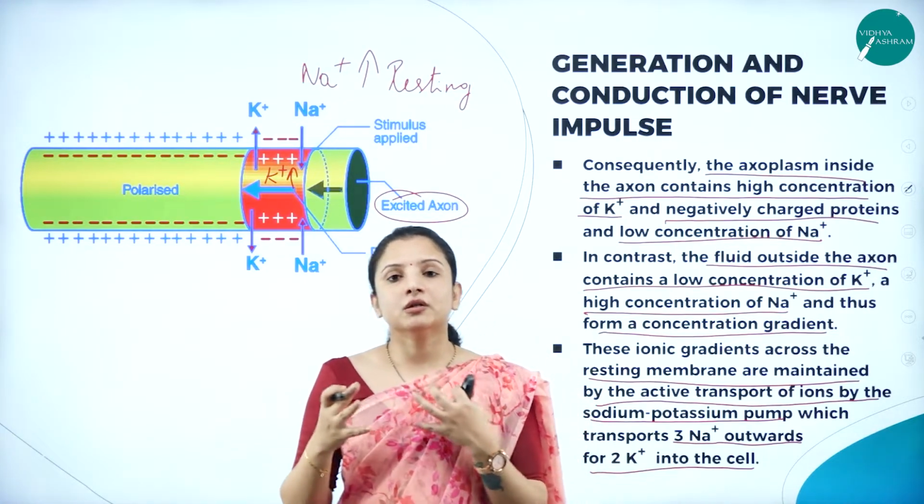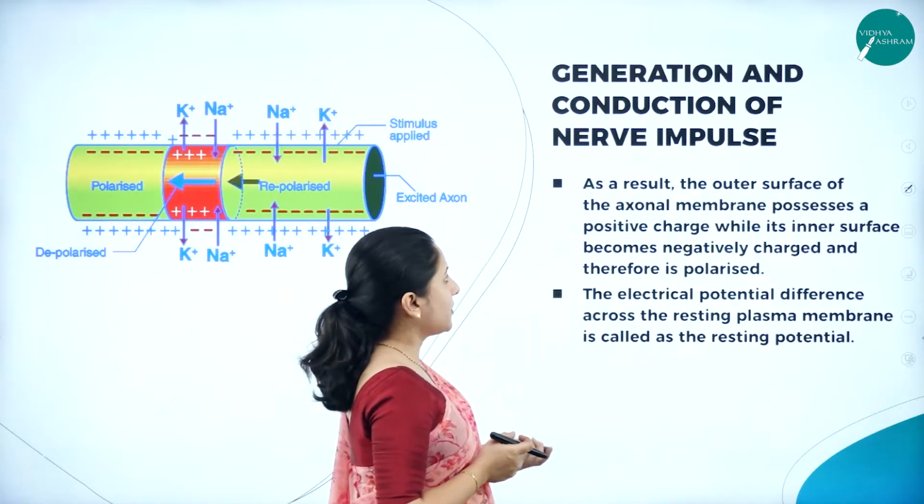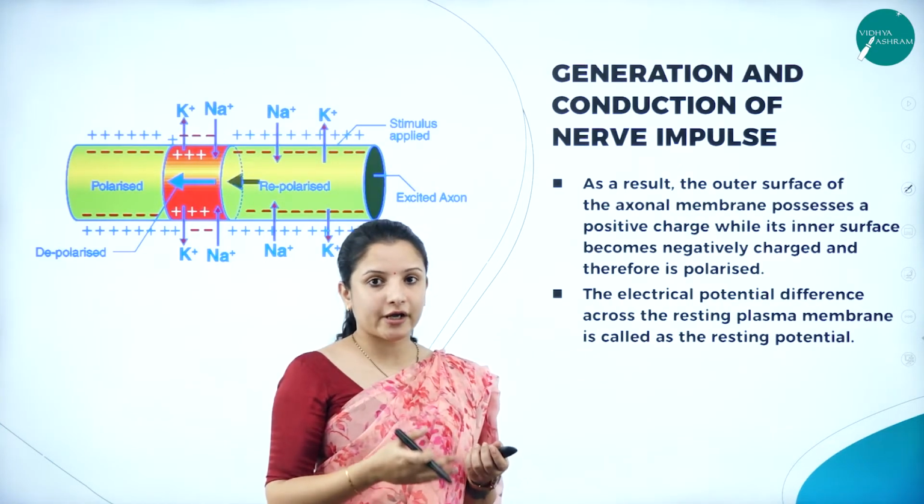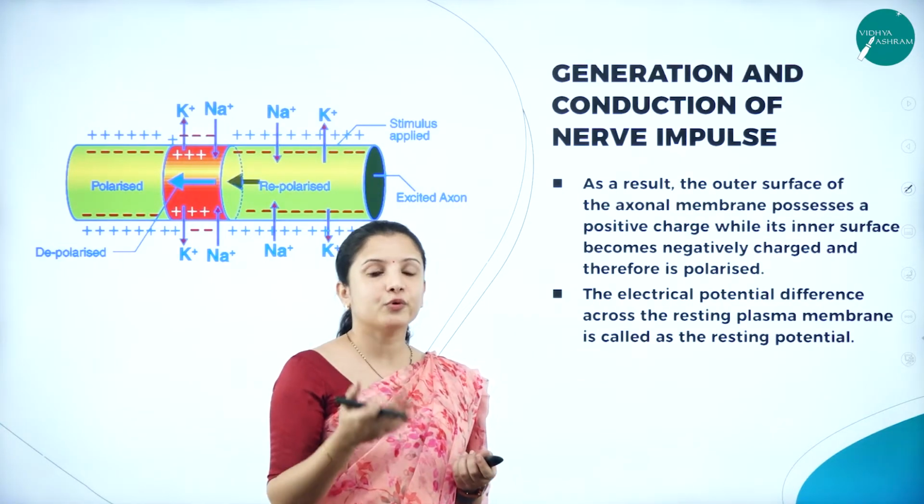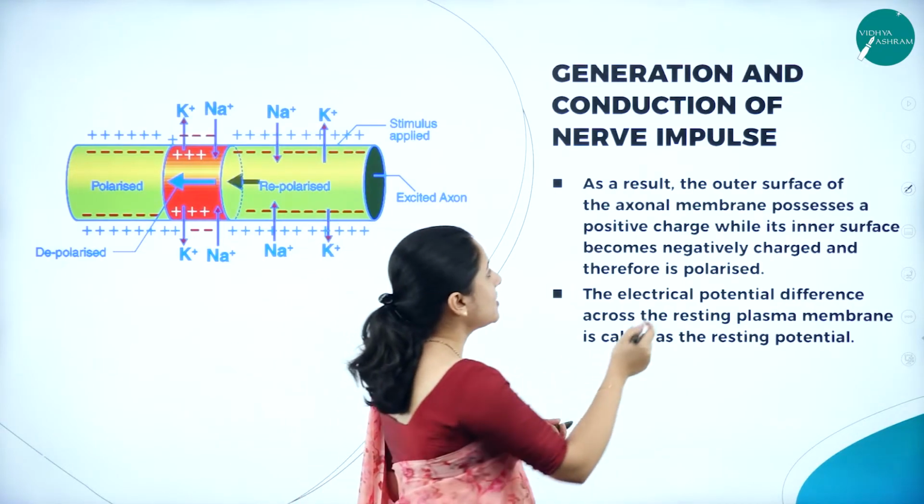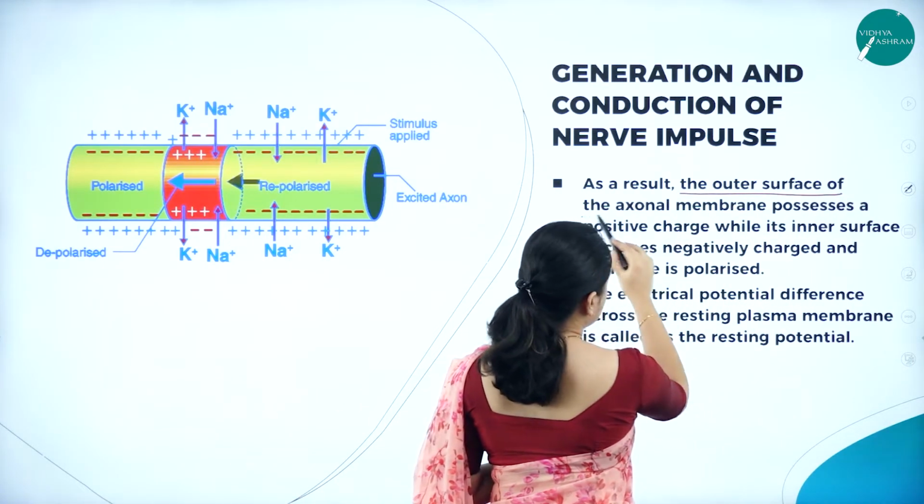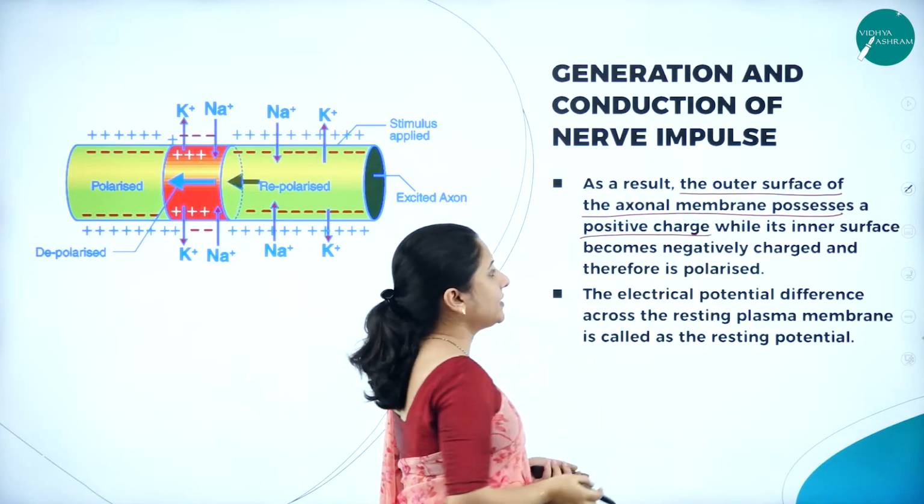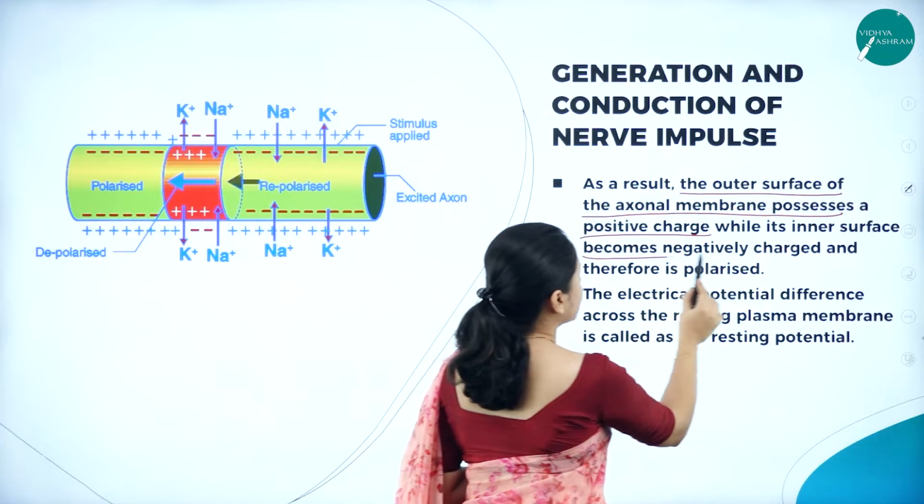So, that is how the concentration gradient is maintained. Moving further, as a result of 3 sodium ions moving outside and 2 potassium ions moving inside, the outer surface of the axon membrane will possess a positive charge, while the inner surface becomes negatively charged.